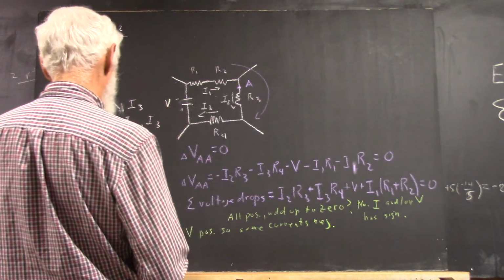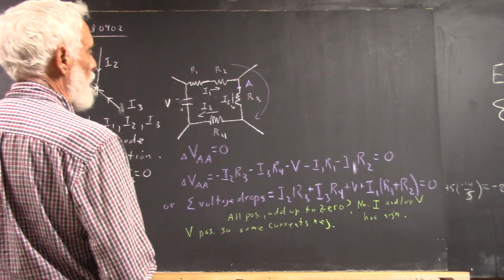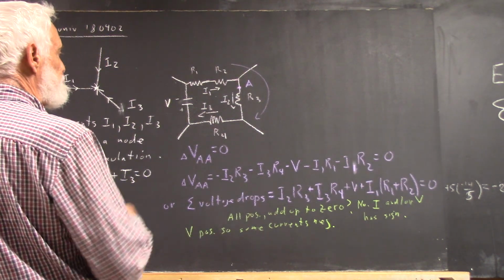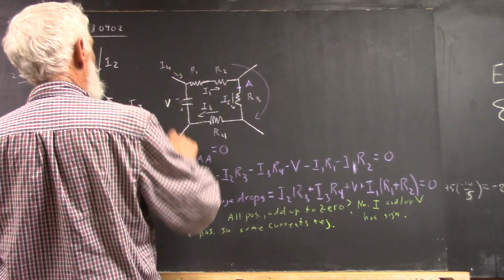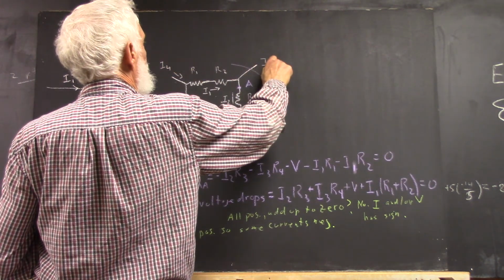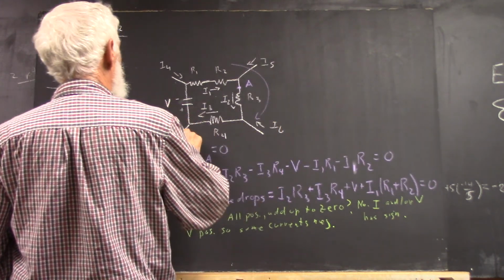Well, in this case, we actually have a couple more currents. We're going to have I4 coming in this wire, I5. It doesn't matter which way you draw them.